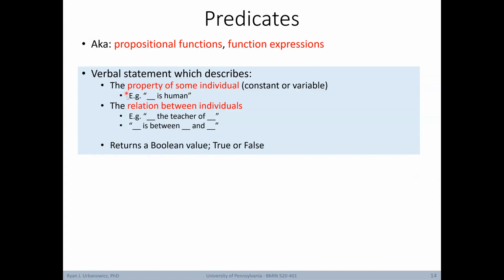For example, we have the statement "blank is human," where "is human" is the predicate. Down here we have relations such as "blank is the teacher of blank," or "blank is between blank and blank." Both of these are also predicates. Like a proposition, a predicate ultimately returns a Boolean value, either true or false.